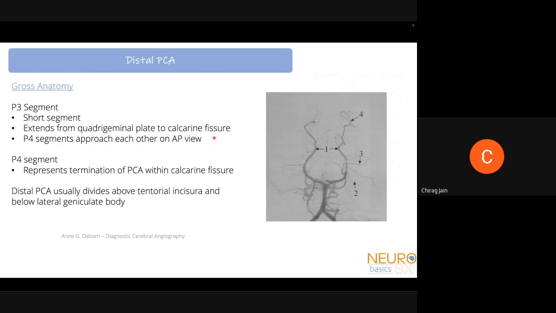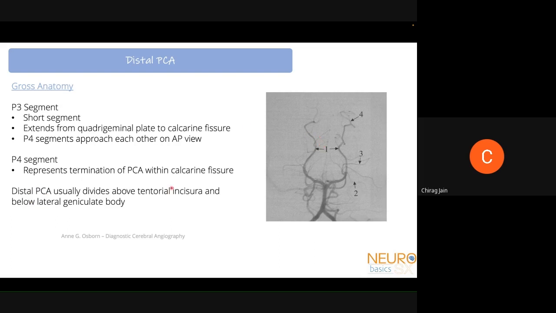Okay, so when it comes to the distal PCA, there are the P3 and the P4 segments. The P3 segment is a very short segment. As we know, it turns medially and up from the P2 segments. It extends from the quadrigeminal plate up to the calcarine fissure. The P3 segments will usually approach each other on an AP view. The P4 segments, on the other hand, represent the termination of the PCA within the calcarine fissure. This PCA bifurcation usually happens between the P3 and P4 segments.